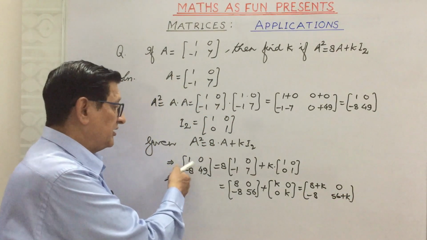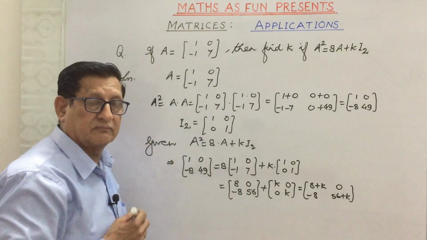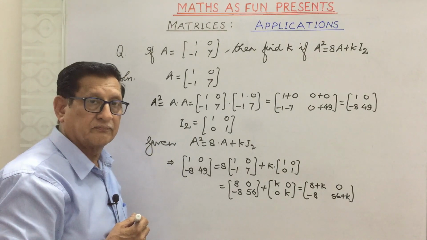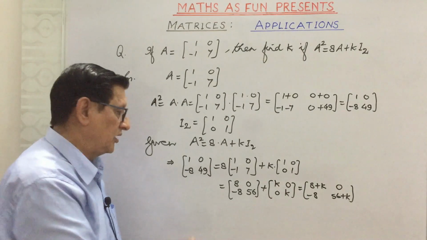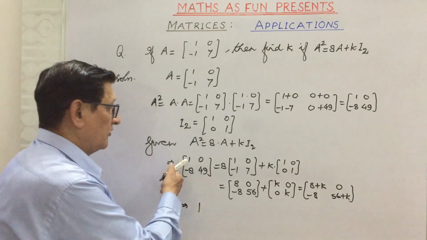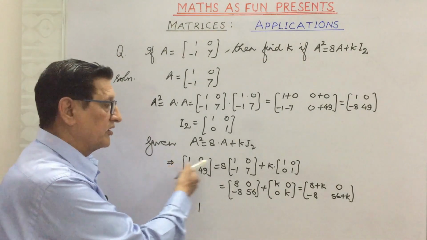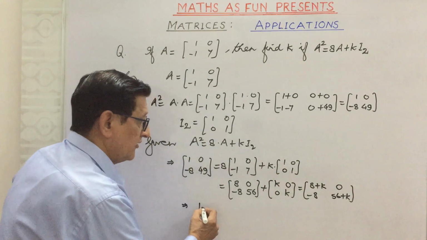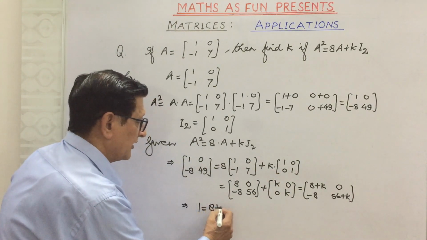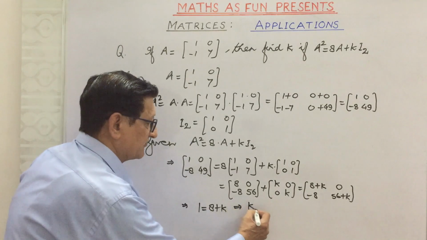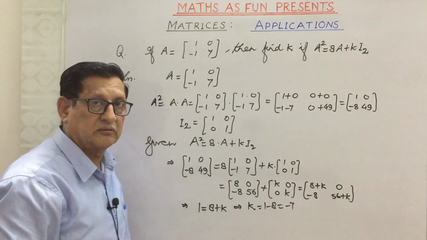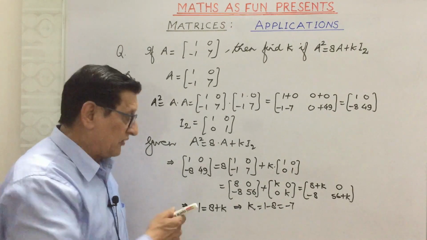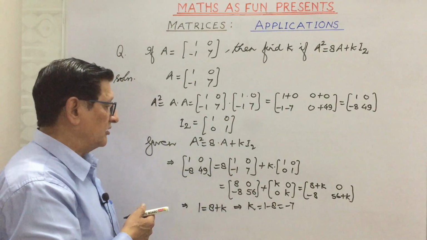And we know that equal matrices means the corresponding elements are to be equal. So we find here the first element, that is a11 is equal to a11, 1 is equal to 8 plus k, which gives us k is equal to 1 minus 8, that is minus 7. But we have to check it for other elements also.